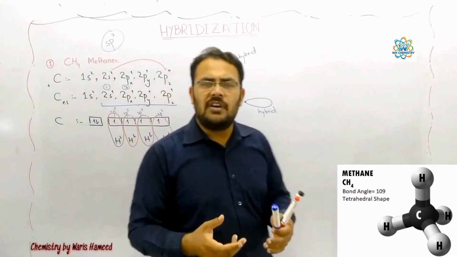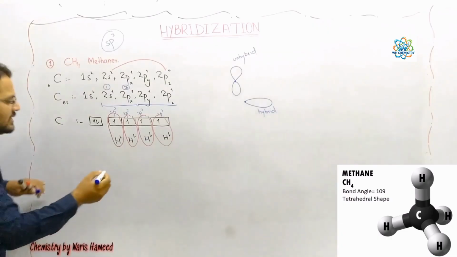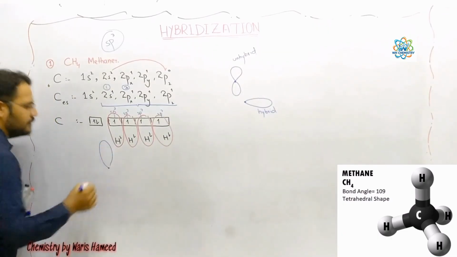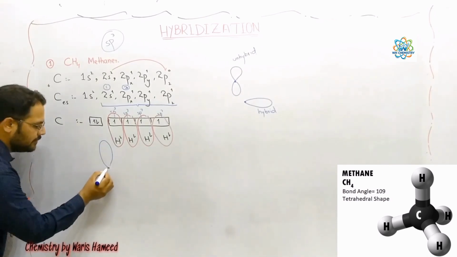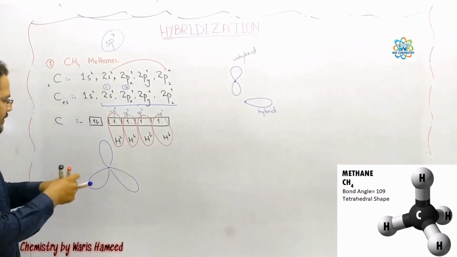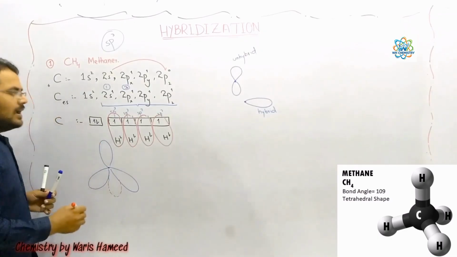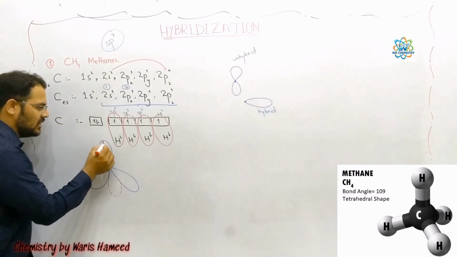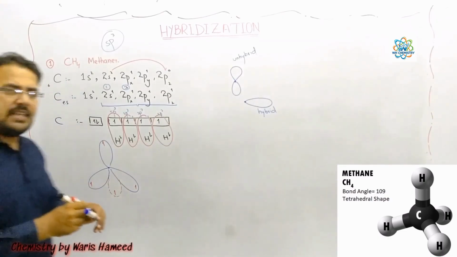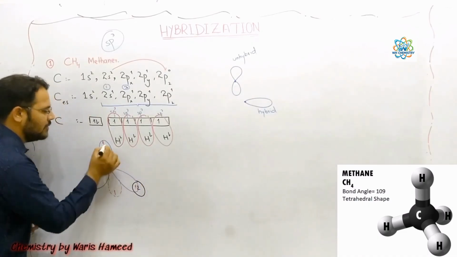Now, what will be the geometry of CH4 or methane? Just focus. First hybrid orbital is drawn like this, then the second, the third, and the fourth hybrid orbital in a different color. Each hybrid orbital contains a single electron, and one hydrogen will overlap with each hybrid orbital.